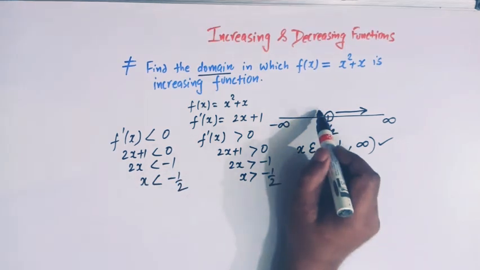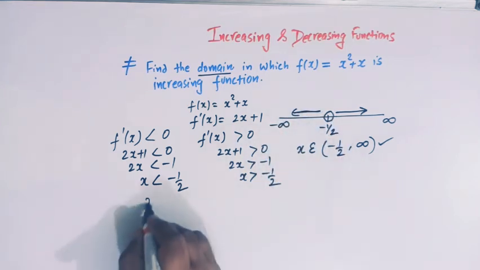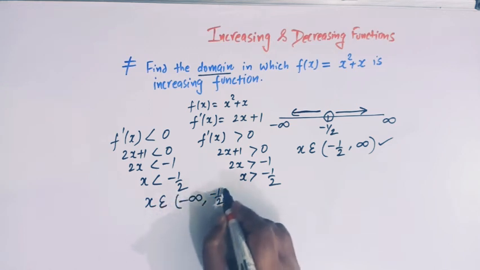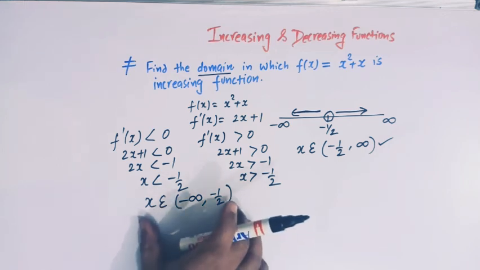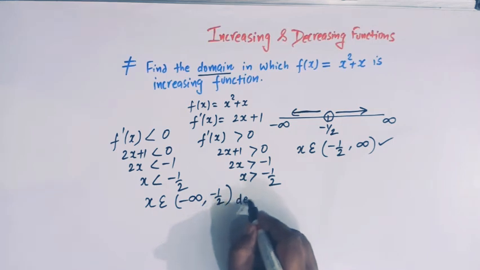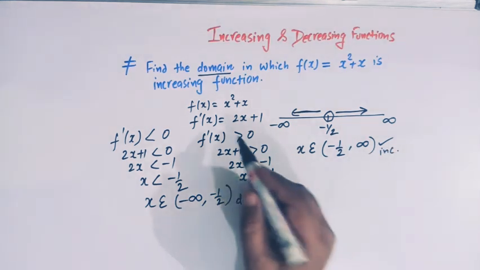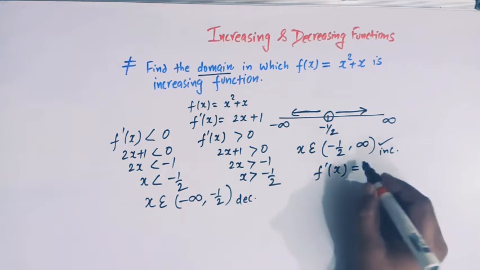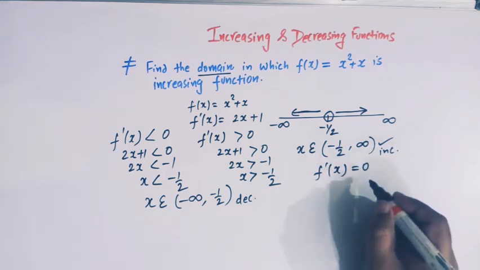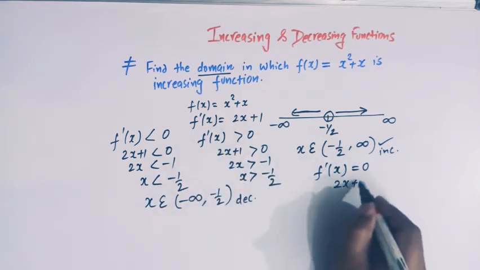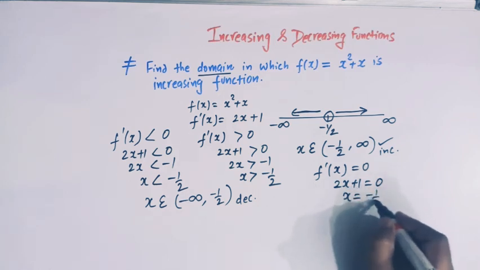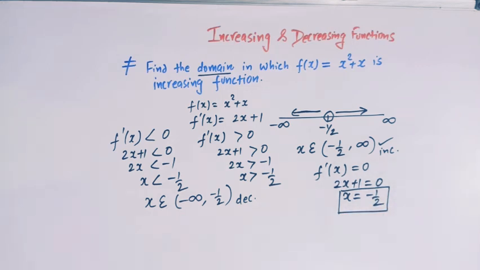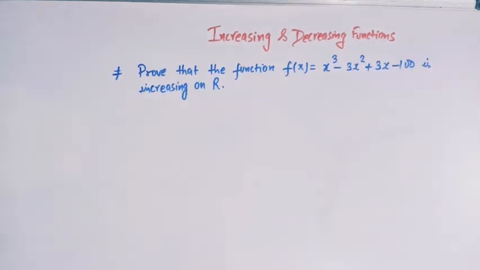So here in this interval, that is when x belongs to minus infinity to minus half, in this interval this function is said to be decreasing, and here it is increasing, right? And if we substitute f prime of x equal to 0, that is when the derivative is 0, that is the slope is 0, so f prime of x gives 2x plus 1 is equal to 0, so x is equal to minus half, right? So here x is equal to minus half is said to be the turning point or the critical point.